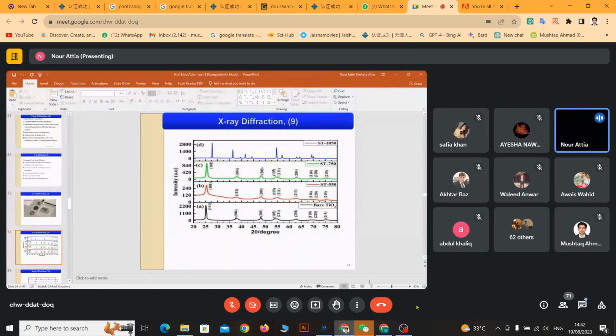This is the XRD pattern of different materials, and every pattern has a characteristic unit cell, and you have to put.